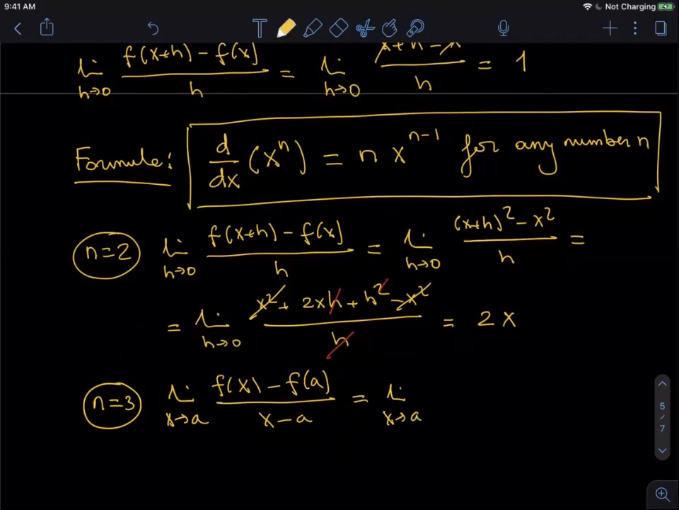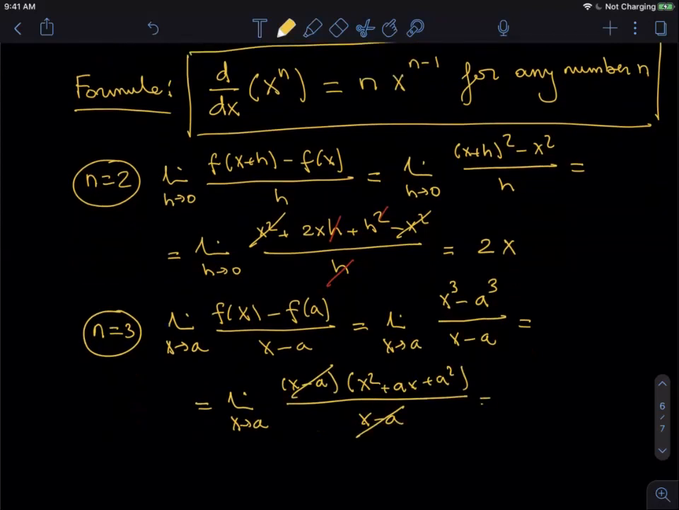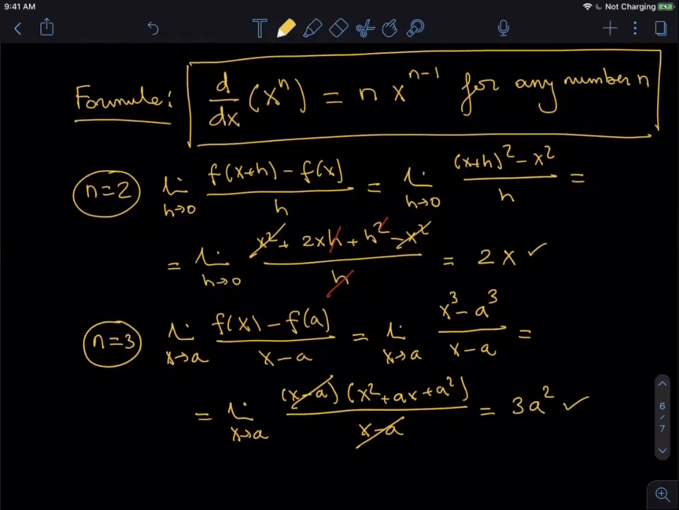So this is the limit as x tends to a of x to the power 3 minus a to the power 3 divided by x minus a. And we can factor here x minus a in the numerator multiplied by x squared plus ax plus a squared, divided by x minus a. There's the cancellation. And then this limit is a squared plus a squared plus a squared. That makes 3a squared. Okay, so the formula again works, because we have the n, that is 3, multiplying, and n minus 1, which is 2, is the exponent.